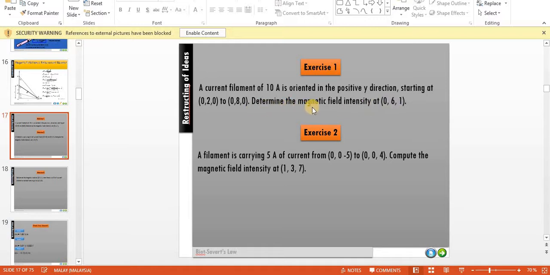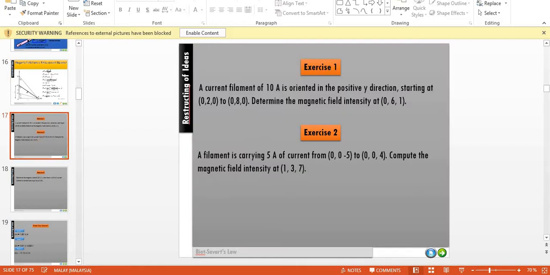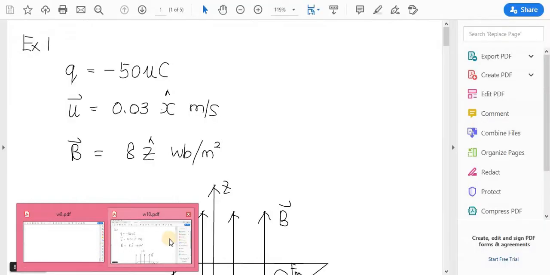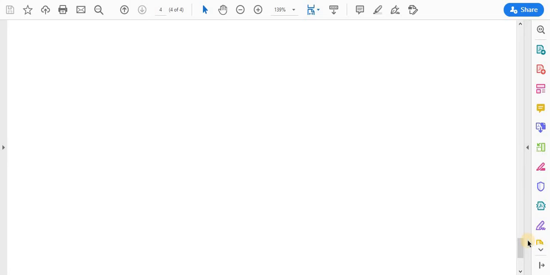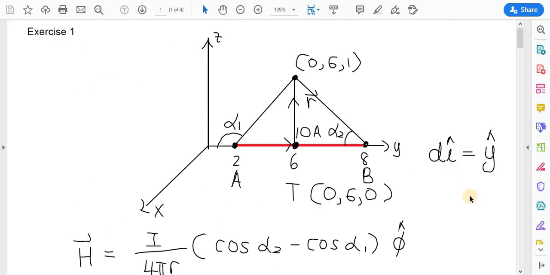The question asks you to find the magnetic field intensity, which means that you need to find H. You also need to find H using this equation. Now let's look at how we should solve this one. This is the solution.